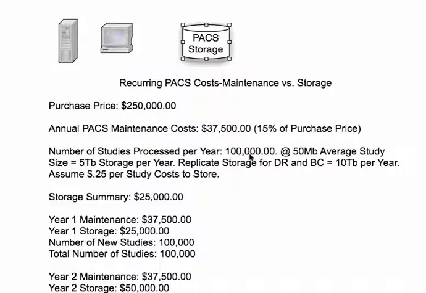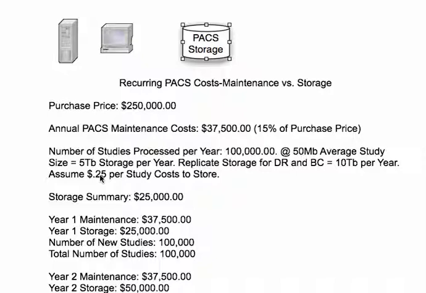Now, in this case, we're doing 100,000 studies a year, 50 megabyte average study size, so about 5 terabytes of storage required per year. Replicate that for disaster recovery and business continuance to meet the HIPAA security rule. You're about 10 terabytes a year. We're going to make a very conservative assumption that an end user imaging organization can manage that 50 meg diagnostic study for 25 cents. That makes the very foolish assumption, but again, conservative assumption, that you can procure storage and no one has to manage it. Virtually no management fees in that 25 cents.